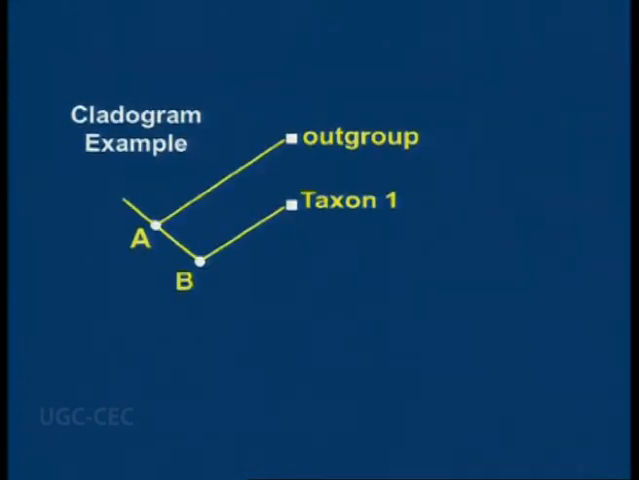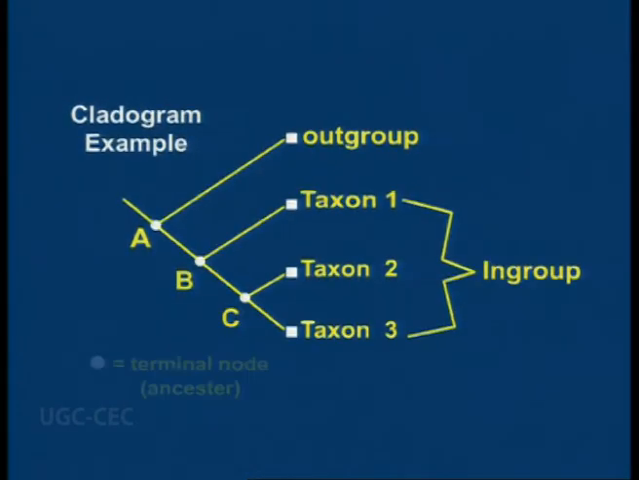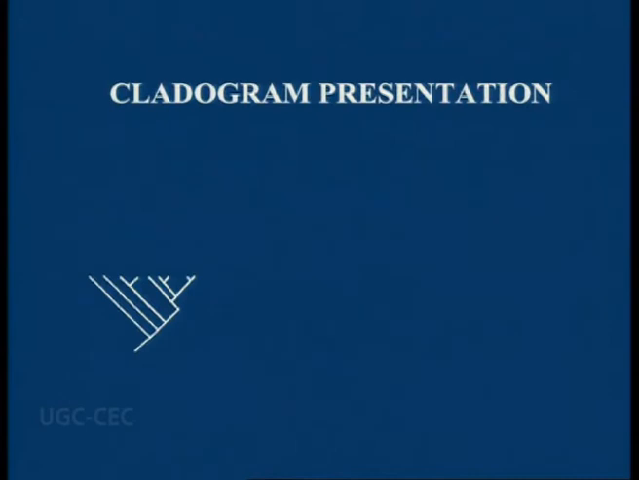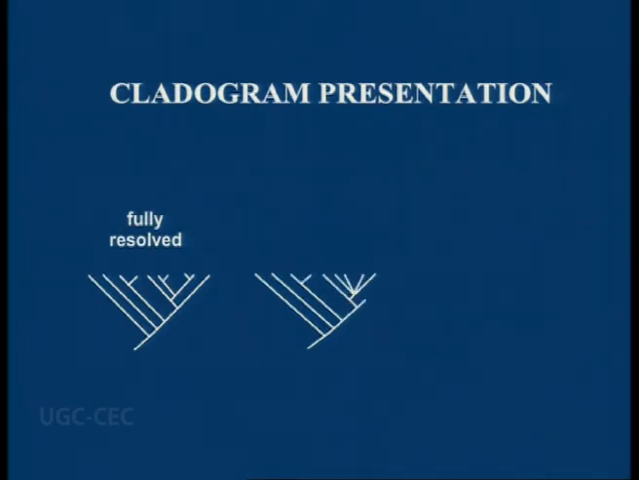There are 3 basic assumptions in cladistics. Any group of organisms is related by descent to a common ancestor. There is a bifurcating pattern of cladogenesis. Change in characteristics occurs in lineages.